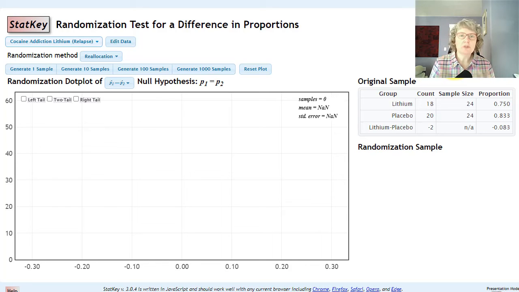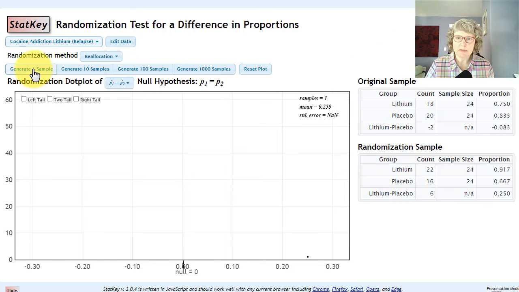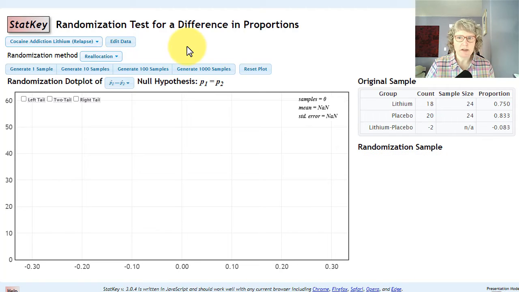So we could shuffle these cards up. Let's say for each of the 48 people, we put whether they had a relapse or not, we shuffle them up and re-deal them out into two groups of 24 and count. That's what this computer is doing each time. So if I generate one random sample, again, we're using the reallocation method. It's not resampling, it's a reallocation.